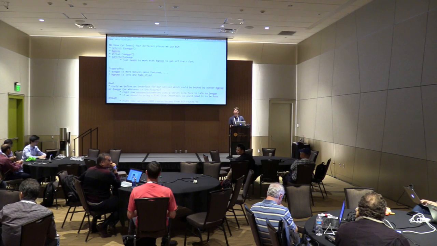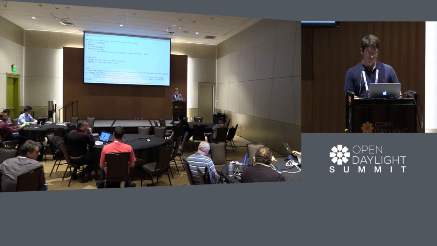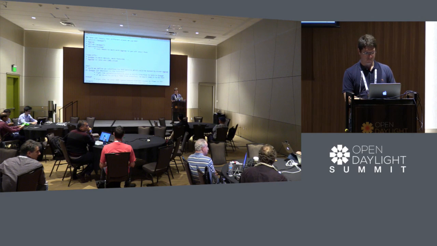Through MD-SAL. Are you issuing RPCs, or are you going through the data store? Through the data store. Okay. 2,000 is about the right thing if you do individual flows. If you try to batch the flows, your performance will go up dramatically. If you try to use RPCs directly, your performance will go up dramatically. So it depends how you use the OpenFlow plugin.